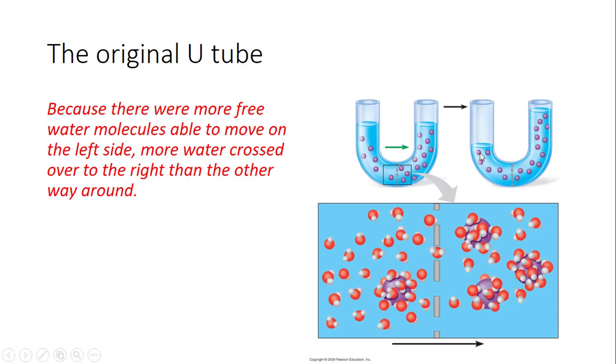And so that's why water has raised itself up, even against pressure, has gone to the right side of the tube over here. And that would only happen if this membrane does not allow these solute molecules to cross. That's a key part of this, that the water can cross, but the solute molecules cannot.